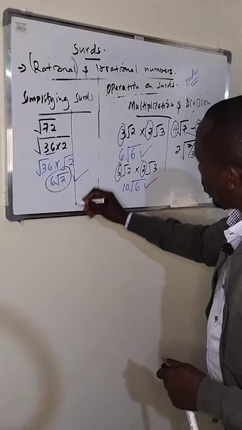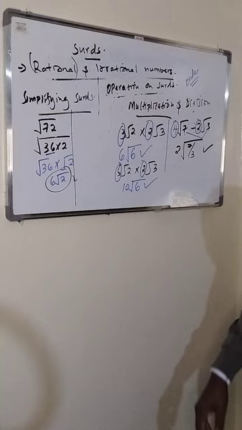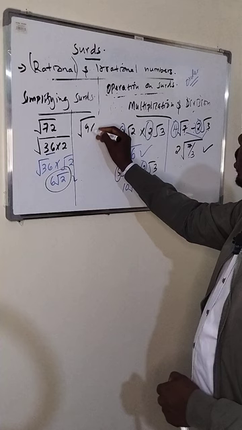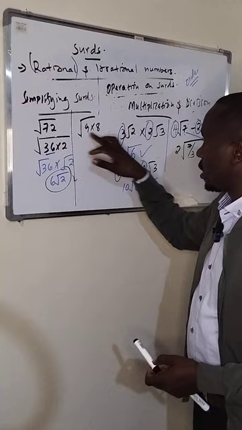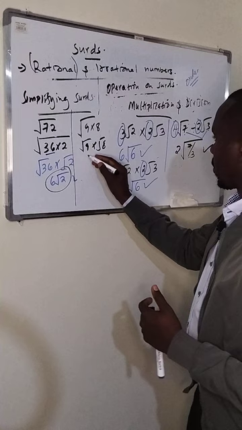Why must we think of numbers which will give us a definite root and should not be simplified beyond that point? Take, for example, if somebody does this. Somebody decides to pick the two numbers to be 9 and 8. Of course, this person is right because 9 times 8 is 72. So if you proceed to split these two, 9 times root 8, the square root of 9 is 3. So you have 3 root 8.